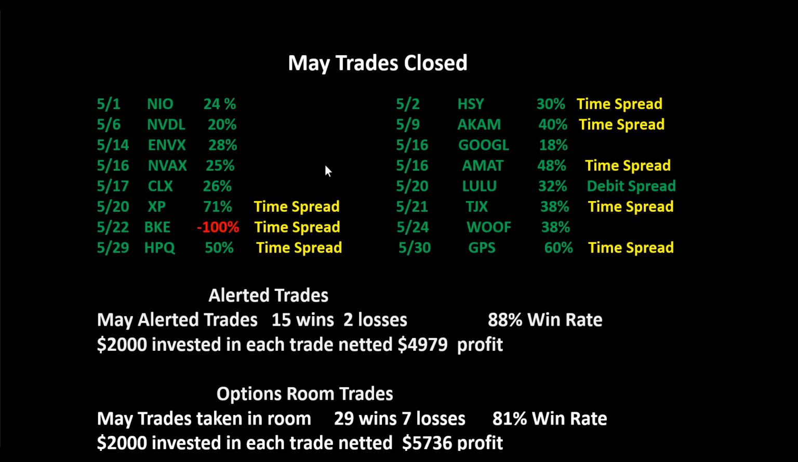We had 8, we had 7 and 1 on the time spreads. In the options room in May, we had 29 wins and 7 losses. Quite a few more trades in the room than we had on the alert service, but we didn't make much more money. So the alert service worked out really nicely. Only an 81% win rate here, but 57.36 on the profits. And the alert service will receive all of the time spreads. All time spreads will go to the alert service.